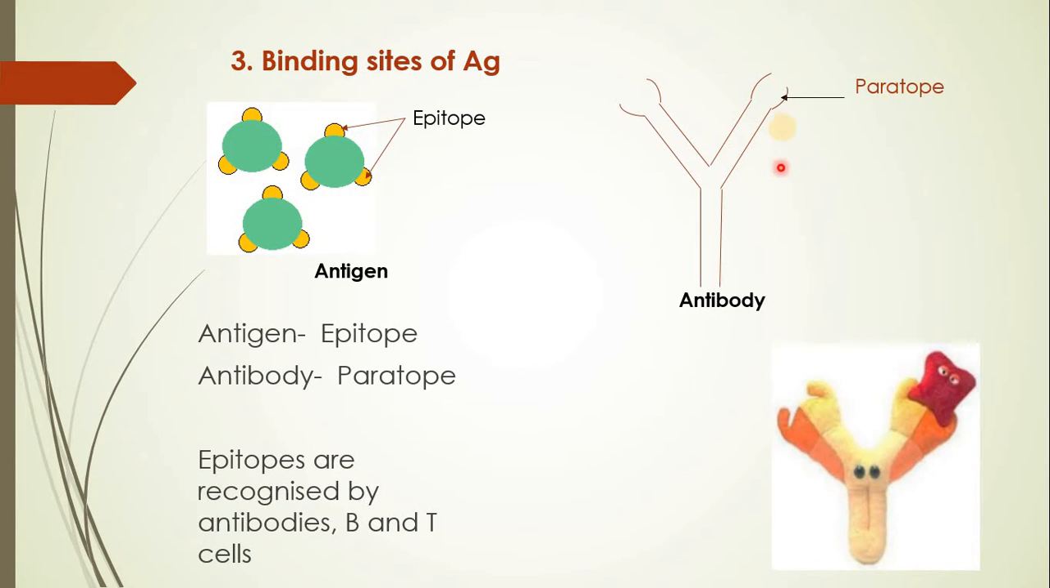And where are they located? They are located at the free amine terminus of the antibody. This structure of the antibody you are going to understand in the LMS lecture which I will be uploading shortly, right? The interesting part of the epitope is that it can be recognized not only by the antibodies, but also by the receptors which are seen on the surface of B cells and T cells.